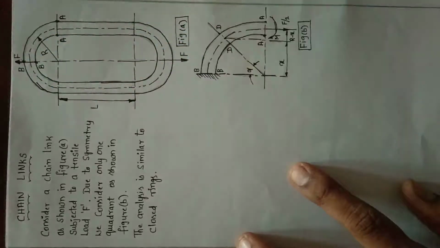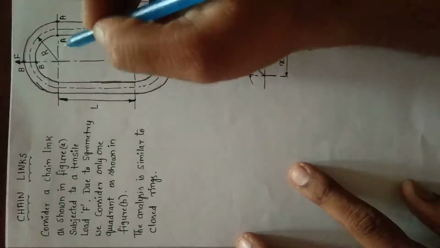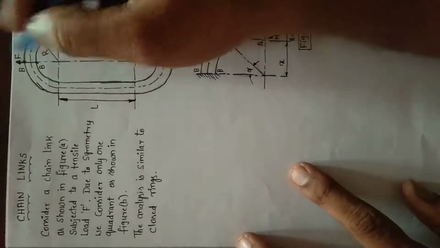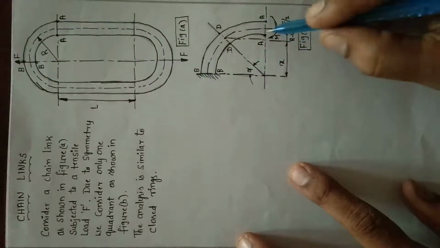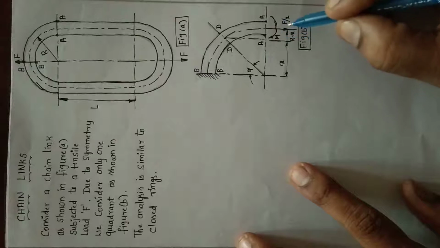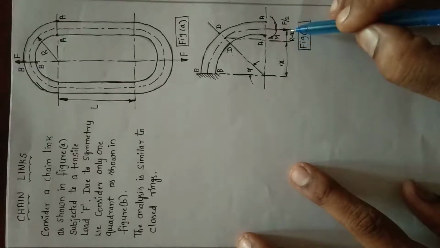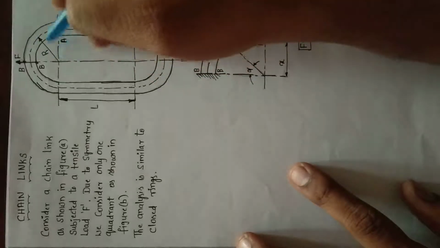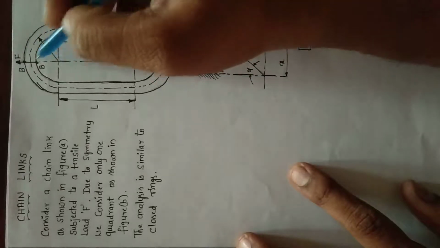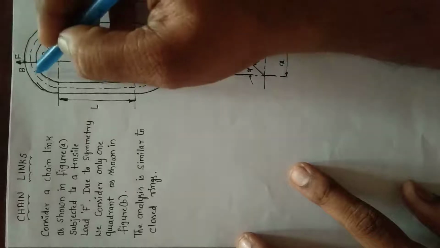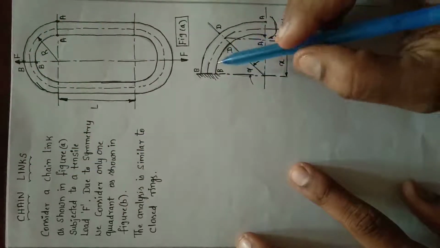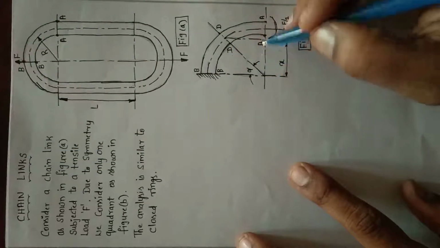Here you have a section AA and a section BB. I have replaced the tensile force F with a couple, so here you can see the moment M and the force F by 2. This is the distance x and this is r minus x. Here r is the mean radius, the radius of curvature to the mid of this link. So this is the diagram.